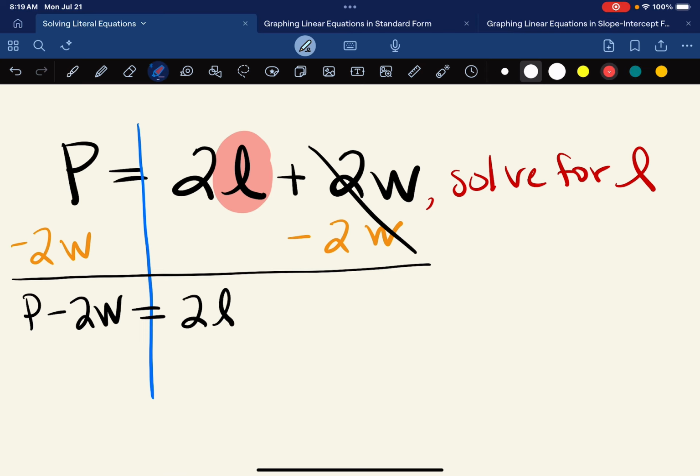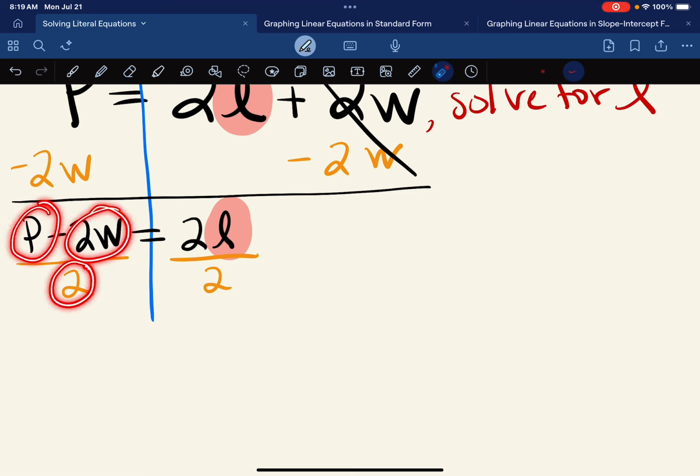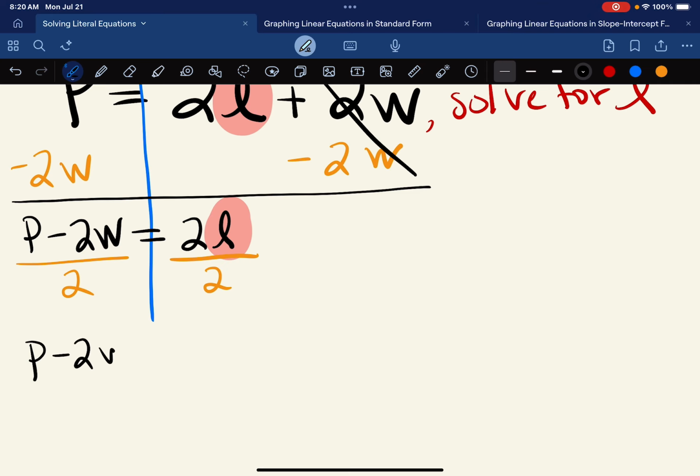So we're almost there. We still need to get this L by itself. It's being multiplied by this 2. So we'll divide both sides by 2. We're going to divide both sides of our equation by 2. And when we do that, P minus 2w all over 2, all three of those terms have to be divisible by 2 in order to reduce them. And since all three of them are not divisible by the same value, we're just going to leave it as P minus 2w over 2 equals. 2 divided by 2 gives us 1, so 1L, or just L.